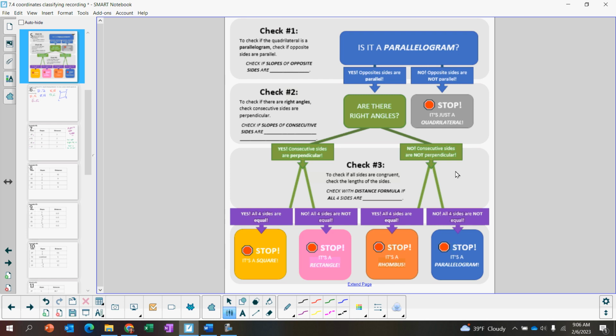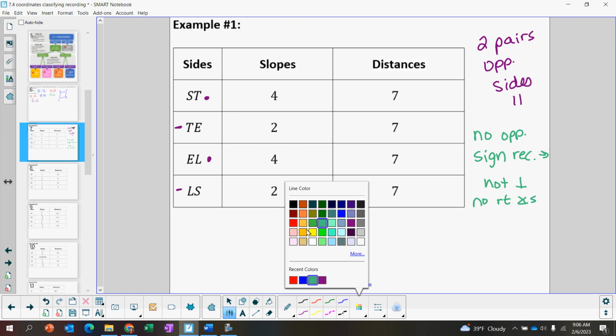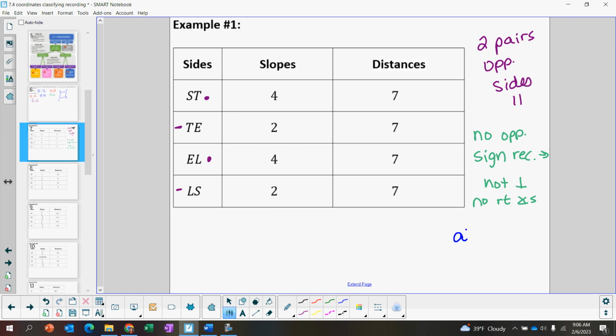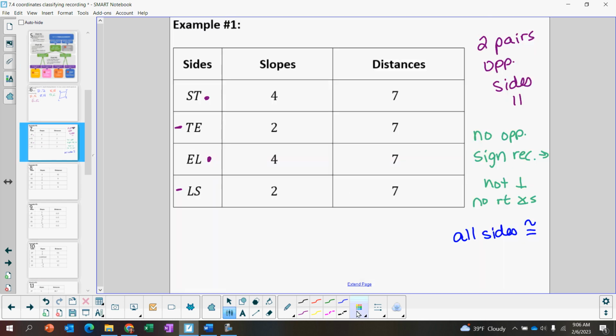So now we're checking to see if all sides are equal. And I look at my distances, 7, 7, 7, 7. I do see all sides equal or congruent, which means no right angles, but all sides were congruent. That brings us to rhombus. So the most specific name for this shape is a rhombus.